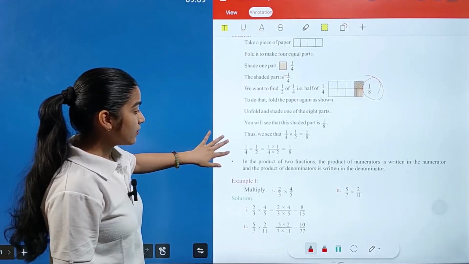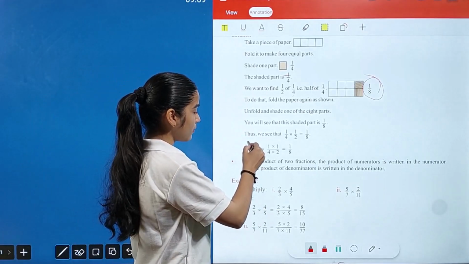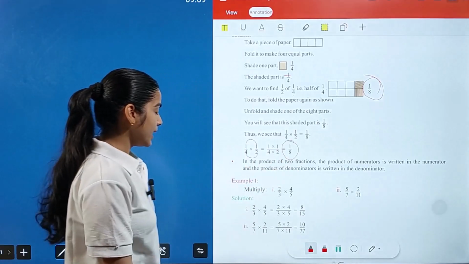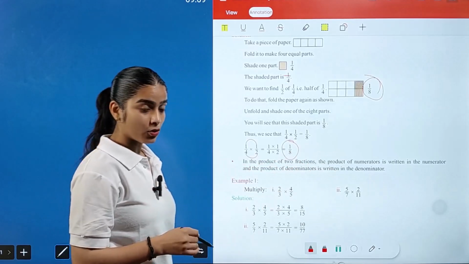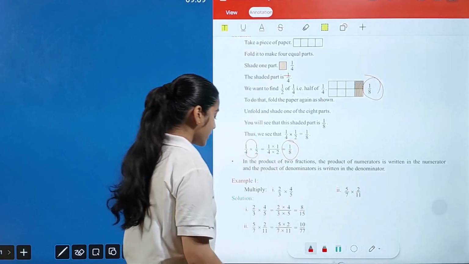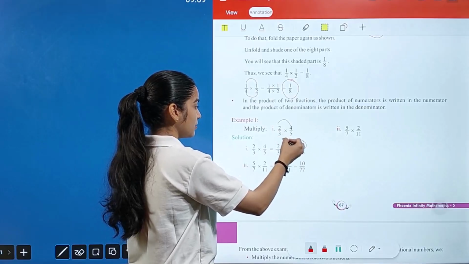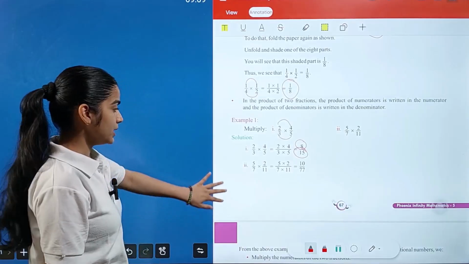Otherwise, you can do the same process which I do. You just have to directly multiply 1 by 1 and 4 by 2 and you will get your answer 1 by 8. In the product of two fractions, the product of the numerators is written in the numerator only and the product of the denominators is written in the denominator only. So now we have an example. 2 multiplied by 4 is 8, and 3 multiplied by 5 is 15. So 8 by 15 is your complete answer.